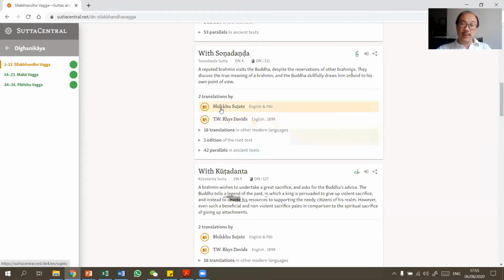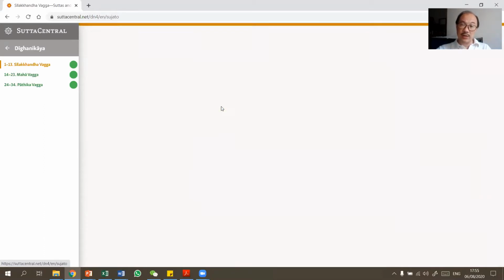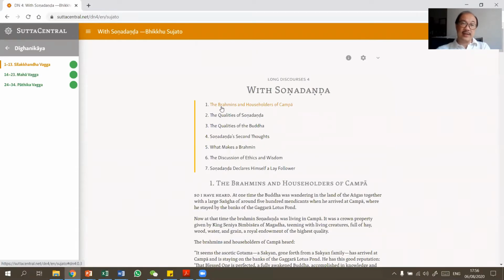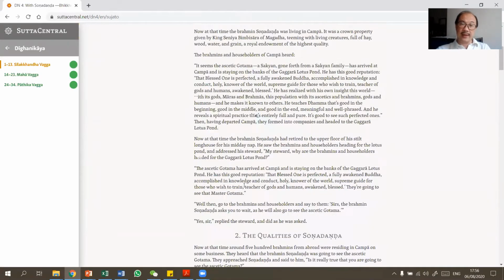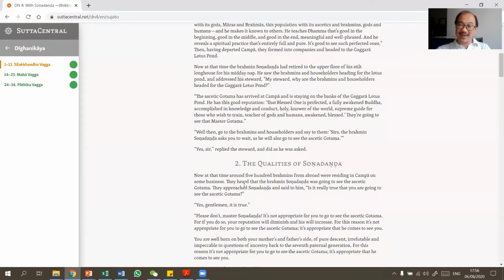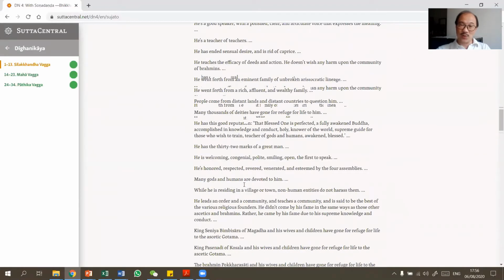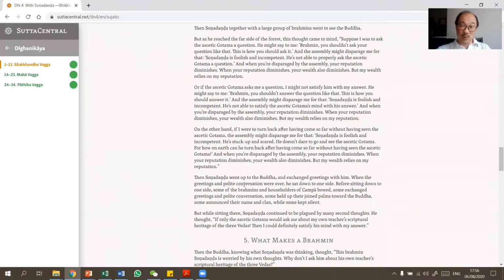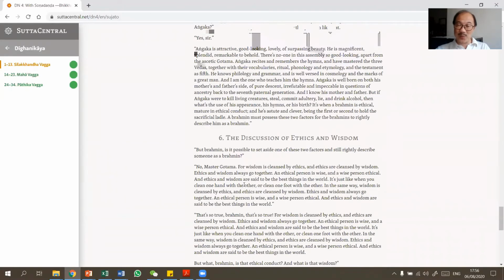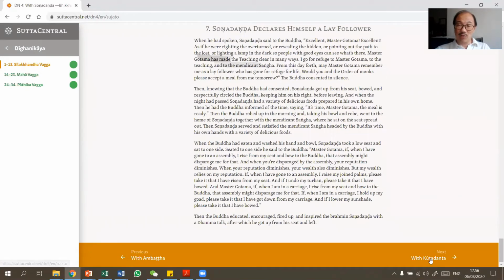If you'd like to learn more about it, you can select which translation you like. For example, I'll go into Bhikkhu Sujato, and you can see the Sonadanda Sutta is all here. They are broken out into topics, and you can enjoy your reading over here. Once you finish the sutta, it's quite long because the long discourses are quite long, you can continue to move on to the next sutta or the previous one.